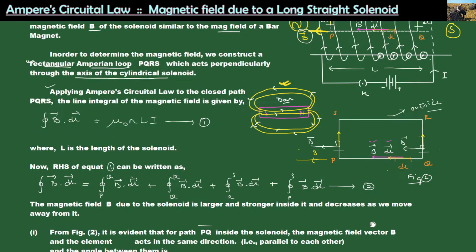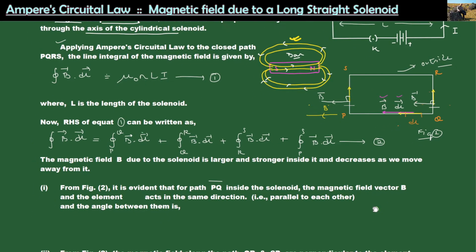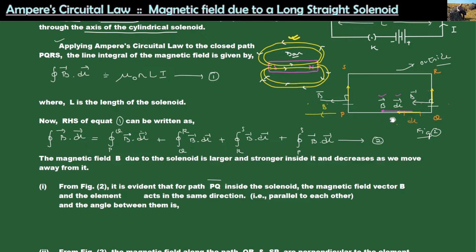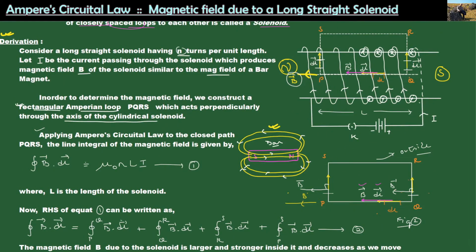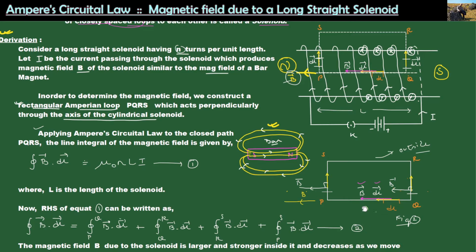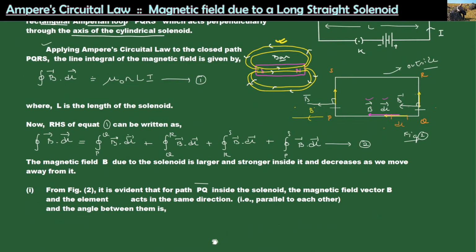So along the axis, the magnetic field vector B and dl bar are in the same direction. The direction of magnetic field B, given by this yellow mark, and the direction of dl are in the same direction, which means the angle between them is 0 and they are parallel to each other. So inside the solenoid, the magnetic field vector B bar and our element dl bar act in the same direction.